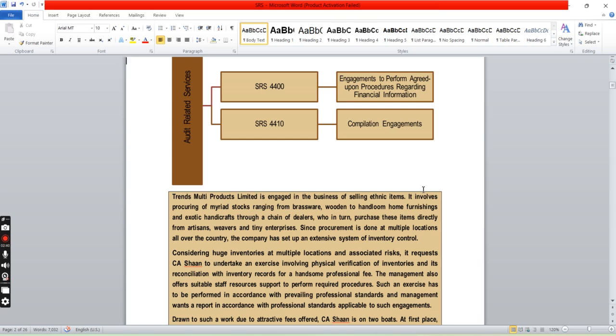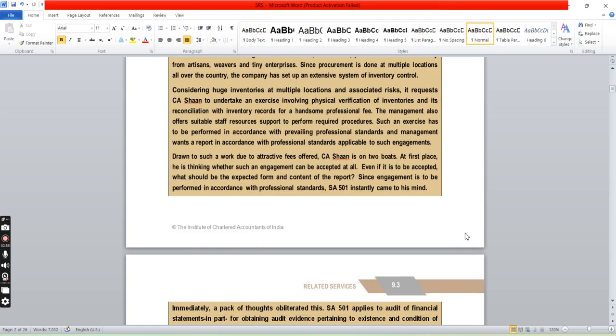The management also offers suitable staff resources support to perform the required procedure. Such an exercise has to be performed in accordance with the prevailing professional standards, and management wants a report in accordance with the professional standards applicable to such engagements. Drawn to such a work due to attractive fee offers, Shan is in two minds. At the first place, he is thinking whether such an engagement can be accepted at all. If it is to be accepted, what should be the expected form and content of the report?